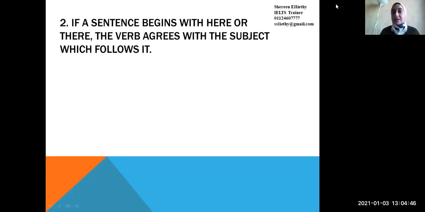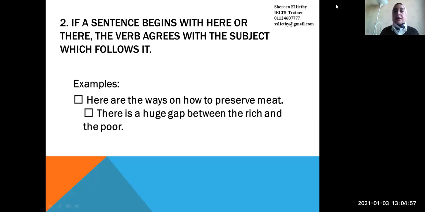Now let's look at rule number 2. If a sentence begins with here or there, the verb agrees with the subject which follows it. For example, here are the ways on how to preserve meat. So as you see here, the sentence started with the word here, and the verb to be, are, agrees with the subject that follows.